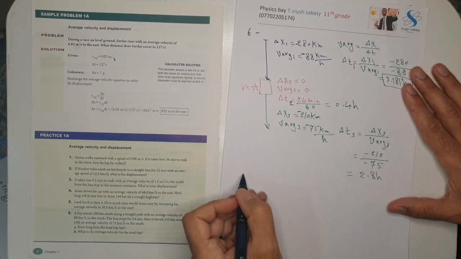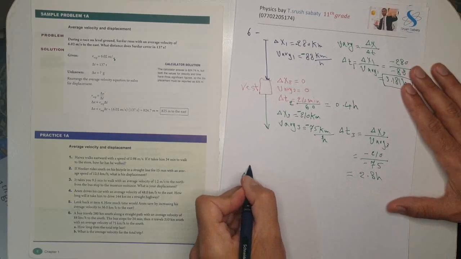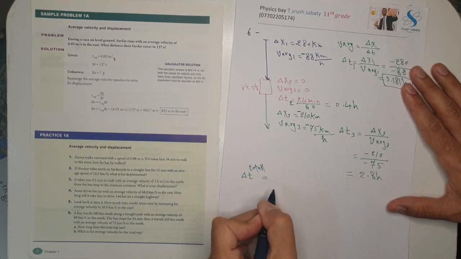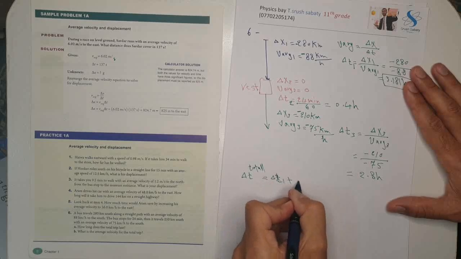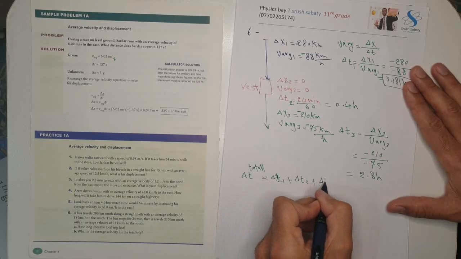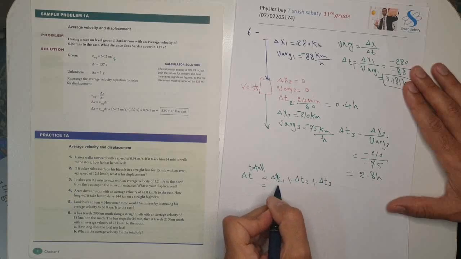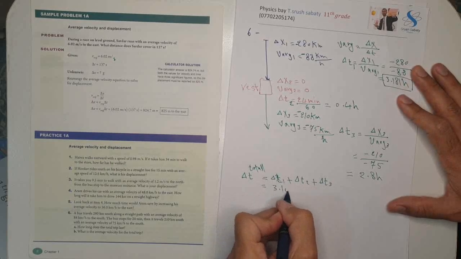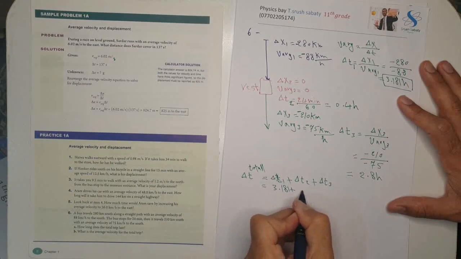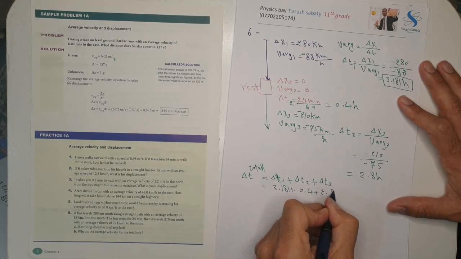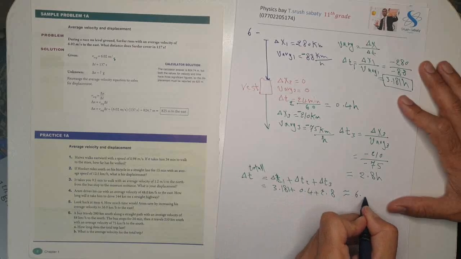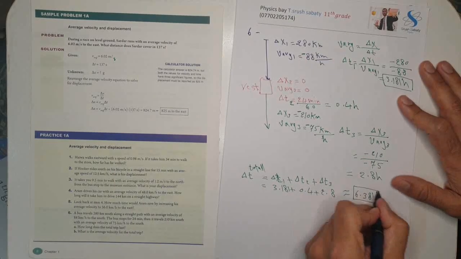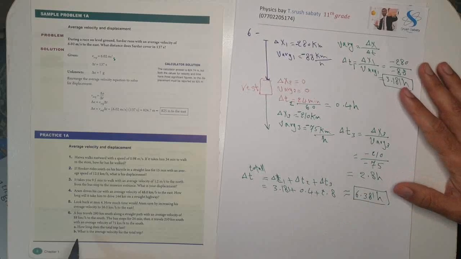hours. So delta t total is equal to delta t1 plus delta t2 plus delta t3. So it is equal to 3 plus 0.4 plus 2.8, so approximately 6.381 hours. This is the total time, and this is the answer for A.